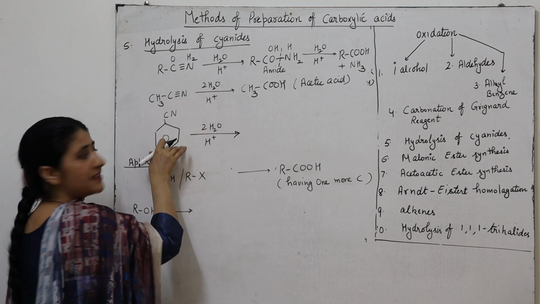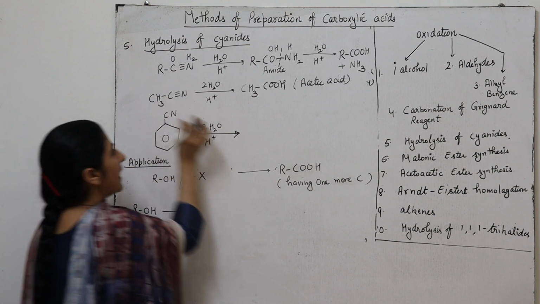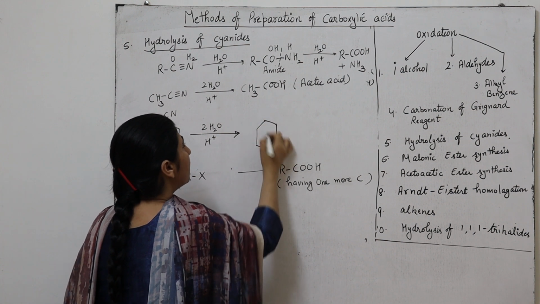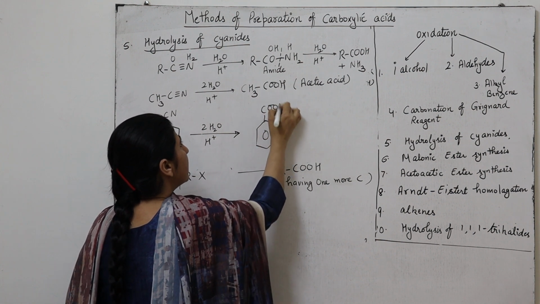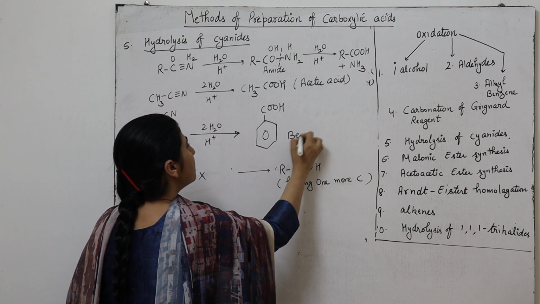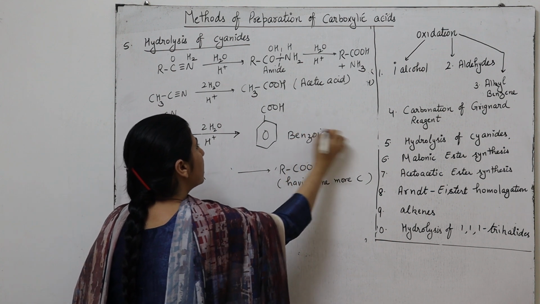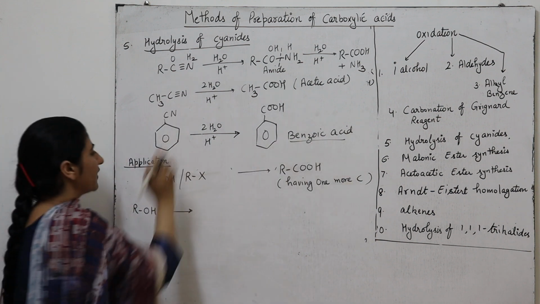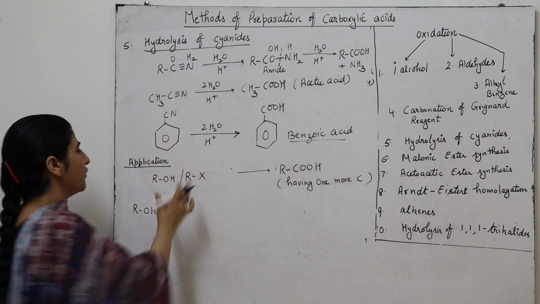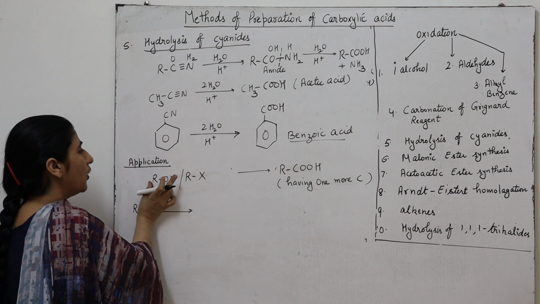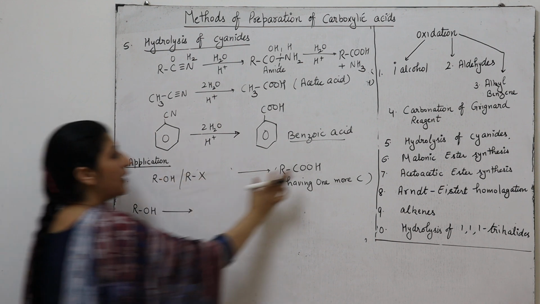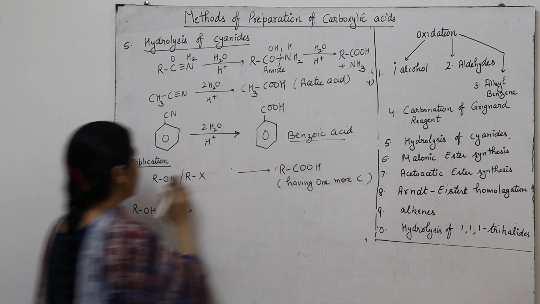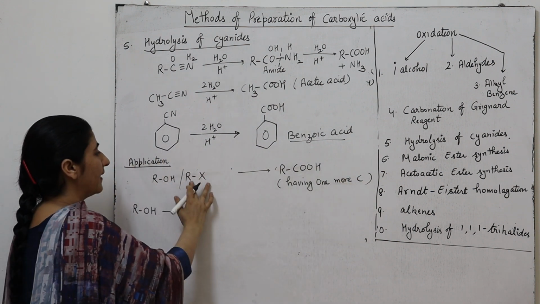If we have cyanobenzene, then again the cyanide undergoes hydrolysis, and the cyanide group is converted into a carboxylic acid. This is known as benzoic acid. What is the application of this reaction? This reaction is again useful for converting alcohol or alkyl halide to the carboxylic acid having one more carbon atom than the starting alcohol and alkyl halide.